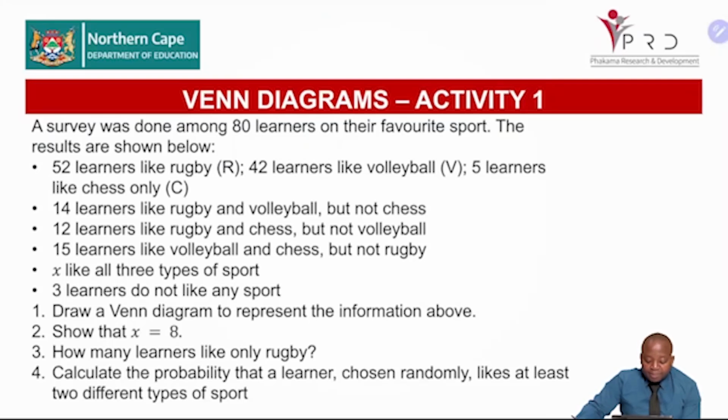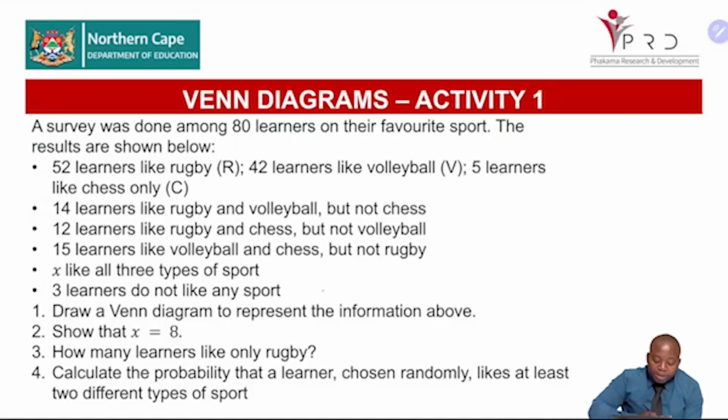52 learners like rugby R, 42 like volleyball V, and 5 learners like chess only. Then we're saying 14 learners like rugby and volleyball but not chess, 12 learners like rugby and chess but not volleyball, 15 learners like volleyball and chess but not rugby. Then X like all 3 types of the sport, and 3 learners do not like any of the sports.